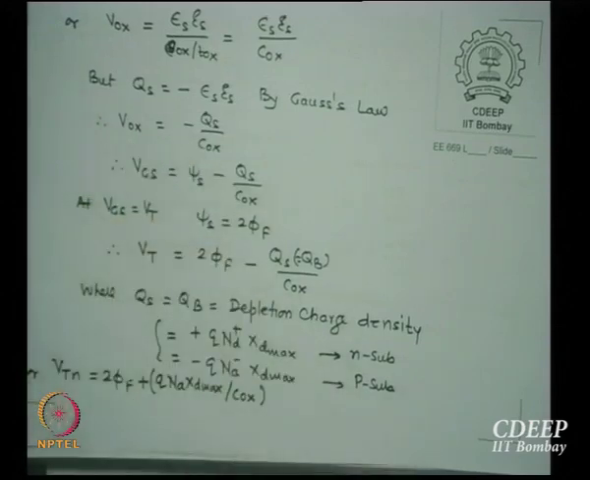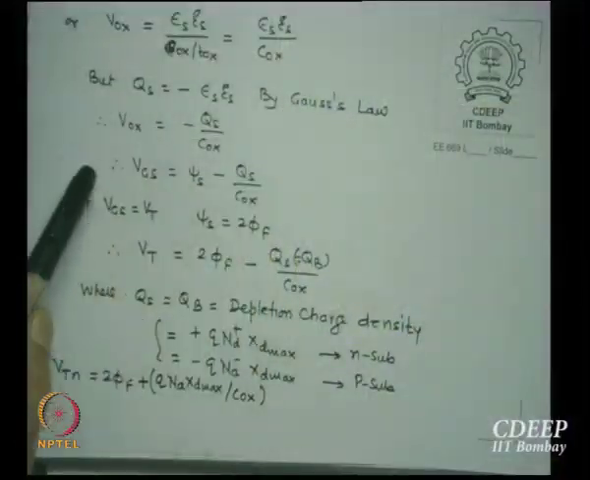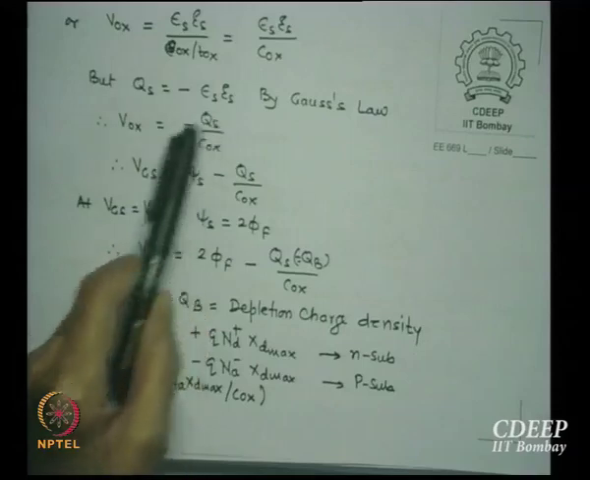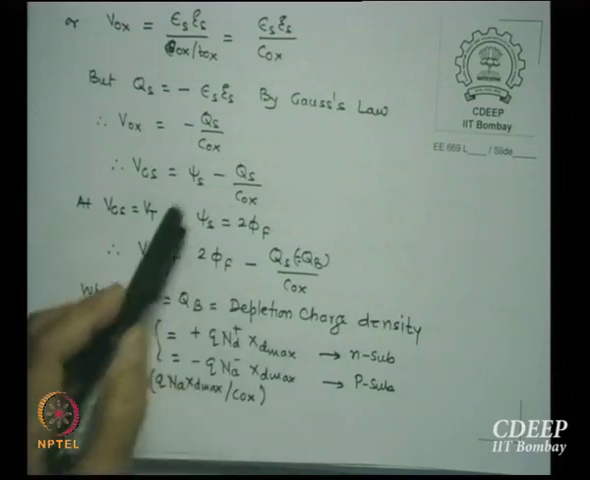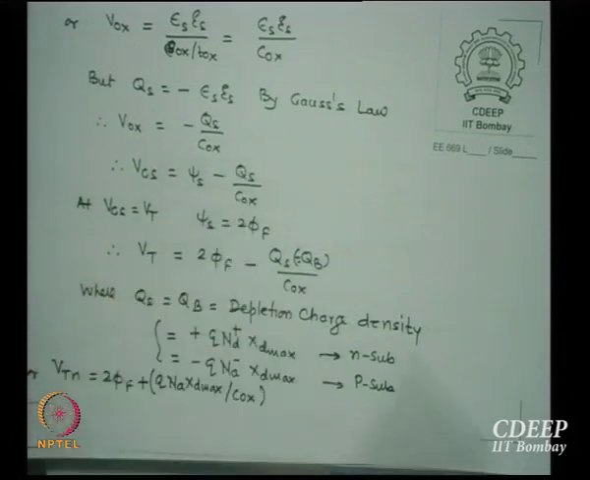But how much is QS? How do I calculate semiconductor charge? QNA XD plus Q inversion. I know charges in the semiconductor, I know everything in the semiconductor, but I don't know anything in the oxide. So I said fine, I will replace VOX by equivalent charges in the semiconductor. Using Gauss's law, I write VOX is minus QS by COX. So what is VGS now? VGS is psi S minus QS by COX.